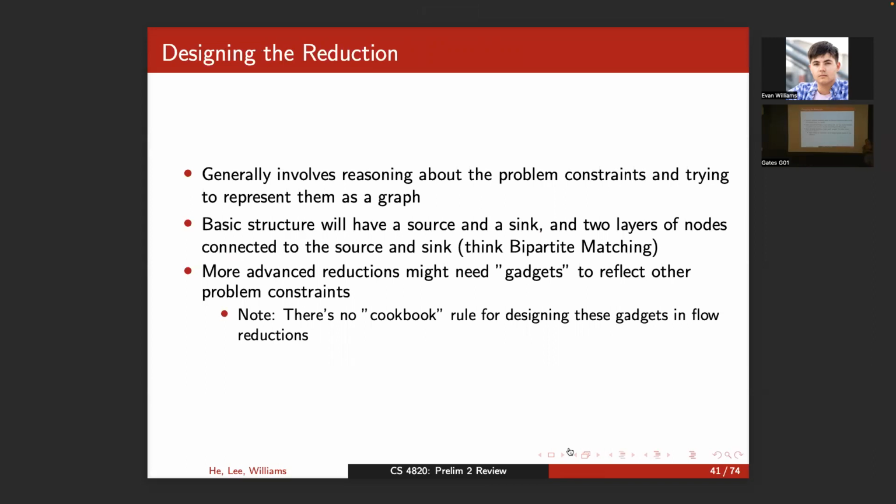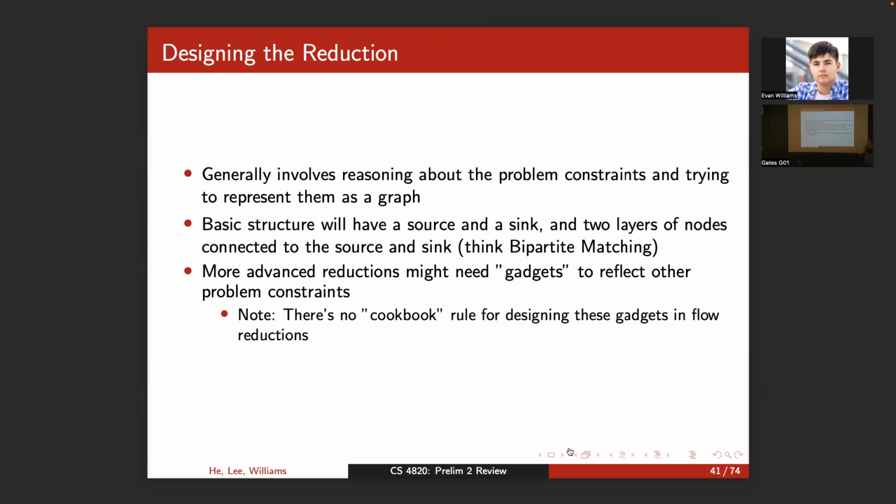So designing the reduction, I've had a lot of people come into my office hours and ask if there's some method that they can go through. There's not a method for how to go through these kinds of reductions. You kind of just have to try to figure it out. Usually there's obviously going to be a source and a sink. Usually there are going to be two layers of nodes. It's going to look kind of like a bipartite matching. And then you're going to draw those edges based on the relationships between those nodes.